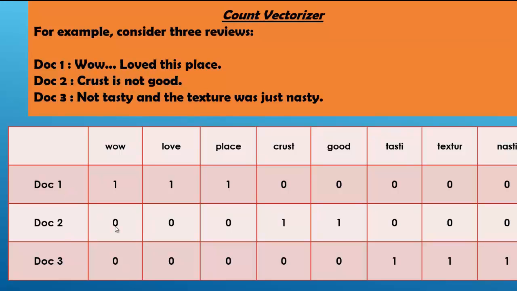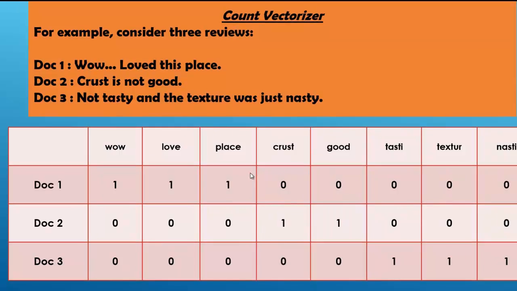As you can see in this table, the word wow appears once in this particular document. Love appears once in this particular review. Ace appears once in this particular review, and the rest of the words are absent. Similarly, in doc2, meaning review 2, trust and good appear once each, and all other words are absent. So this way, using CountVectorizer, we can represent different reviews as a matrix that you can see over here.